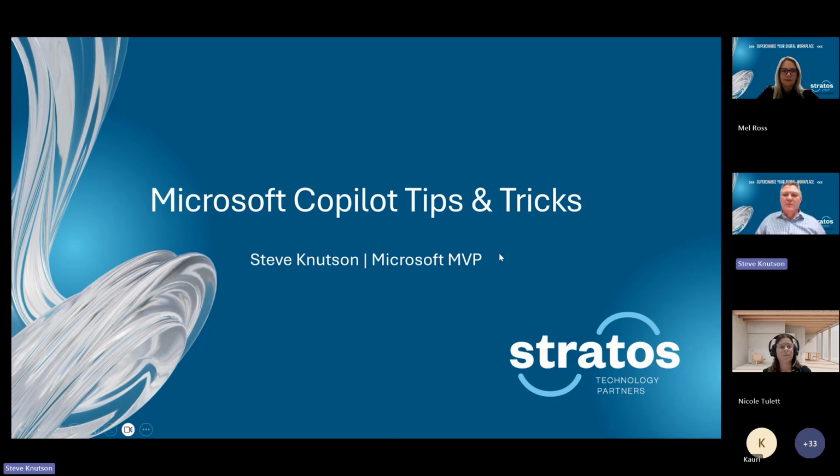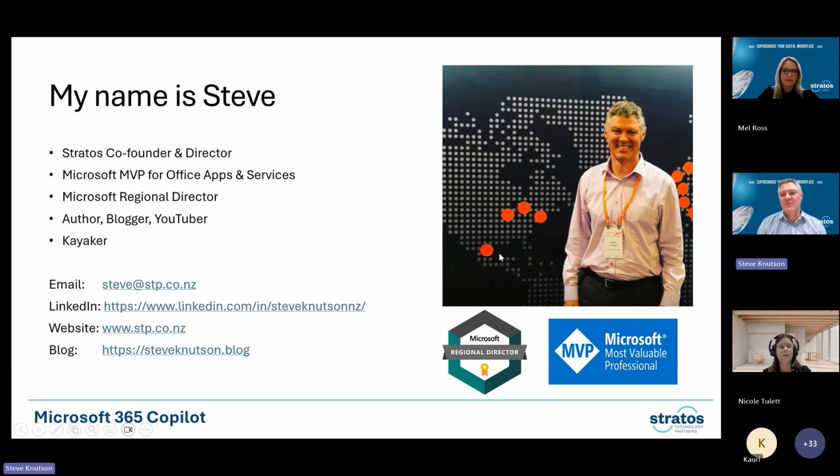So I'll start with a brief introduction about myself. My name's Steve Knutson. I am one of the co-founders of Stratos Technology Partners. I've been doing this gig for about 14 and a half years. I'm also a Microsoft MVP for Office Apps and Services. I'm a Microsoft Regional Director, and I'm also a blogger and YouTuber. And in my spare time, I paddle a kayak out in the Avon Heathcote estuary and out into Sunda sometimes. And I'll share these slides later.